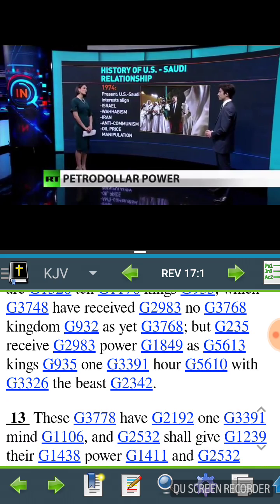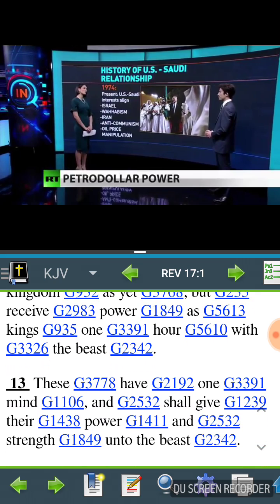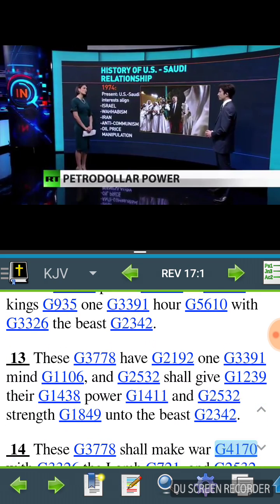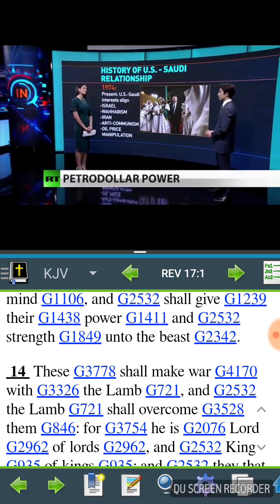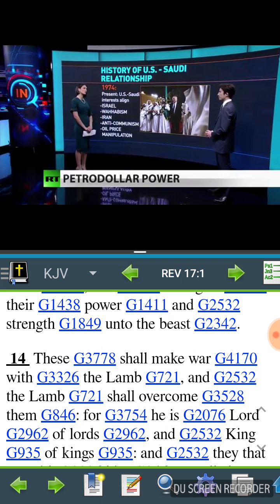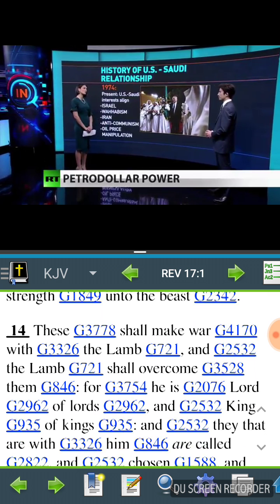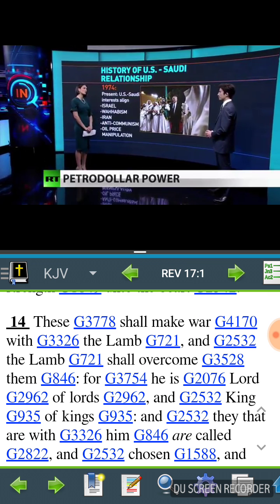which have received no kingdom as yet, but receive power as kings one hour with the beast. These have one mind, and shall give their power and strength unto the beast. They shall make war with the Lamb, and the Lamb shall overcome them. So that's when these particular nations gather together and fight against Yahushua when he returns.